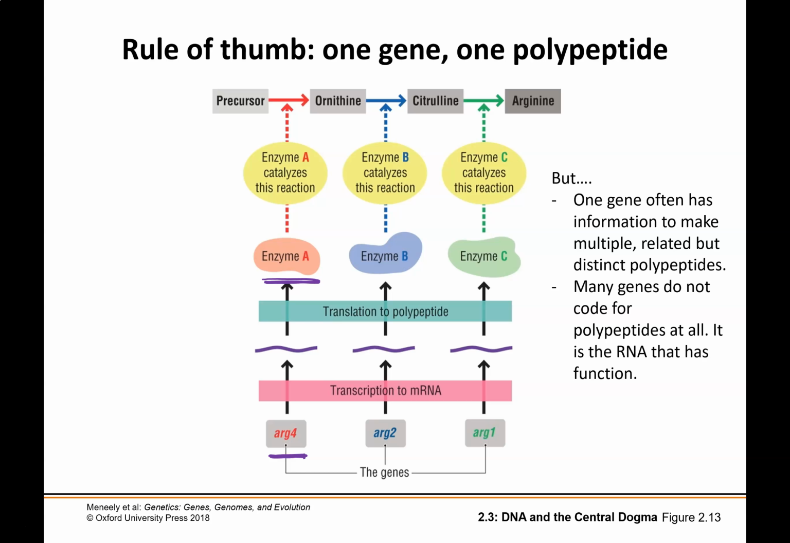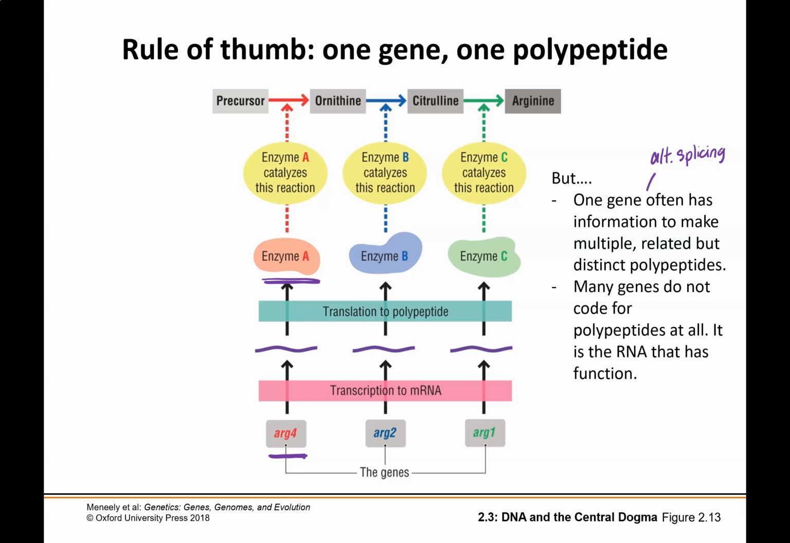But more recently, as there's been more work done in the field of molecular biology, it has been discovered that, in fact, a single gene can actually make multiple but related polypeptides. And this goes along with something called alternative splicing that we'll talk about in just a little bit. But also it relates to those functional RNAs.